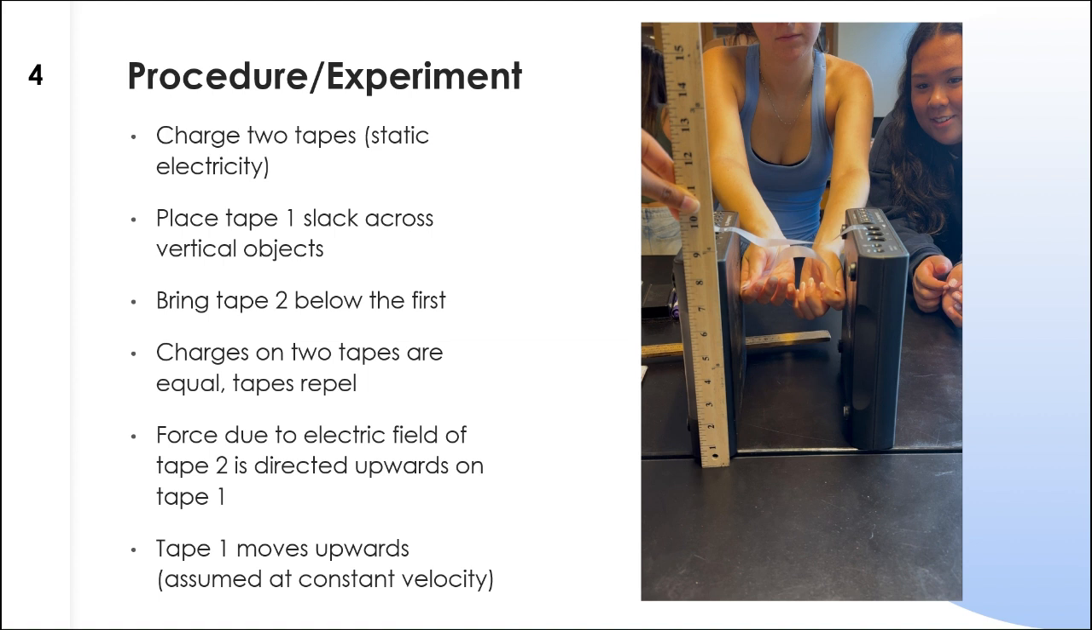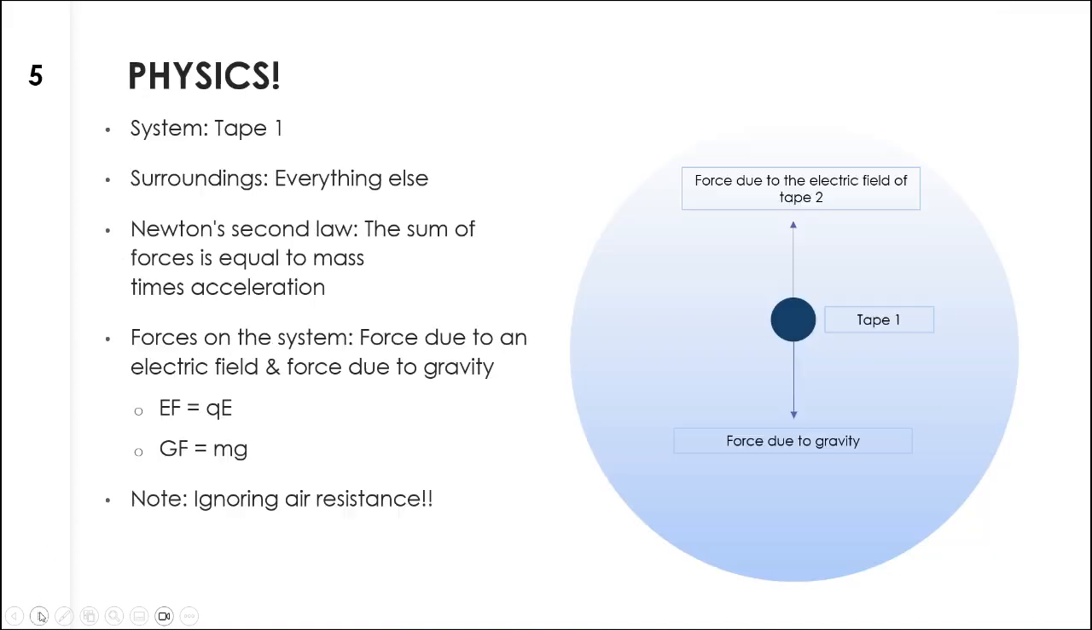Then we placed tape 1 slack across vertical objects, brought tape 2 below tape 1, and because the two tapes were charged in the exact same way, the tapes have an equal charge and are both positive, so they repel, and therefore the force due to the electric field of tape 2 is directed upwards on tape 1. So tape 1 moves upwards at an assumed constant velocity.